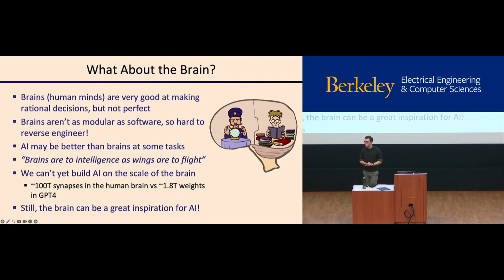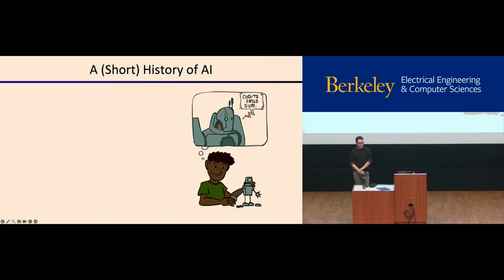So we can look to the brain and see what people are doing, how they're learning, and that can be a really nice source of inspiration. That was one of the first inspirations for how to build AI.